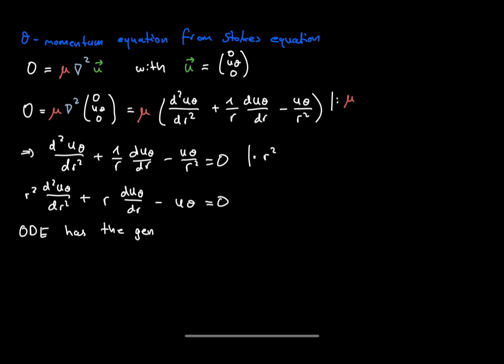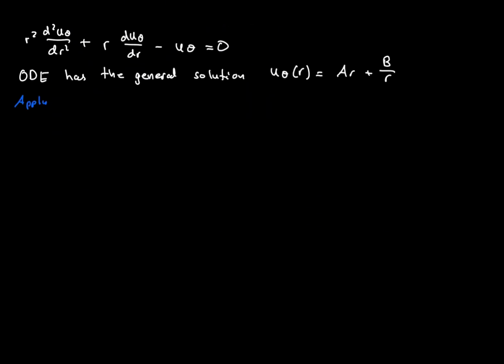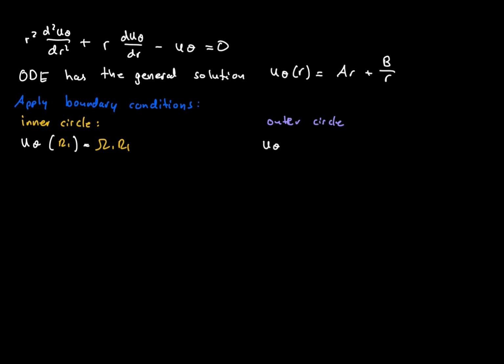The general solution of this equation is u_theta of r equals A times r plus B divided by r, where A and B are constants. We determine these constants from the boundary conditions. At the inner cylinder, the fluid velocity must match the surface velocity of the wall. Therefore, u_theta at r equals r1 equals omega 1 times r1. At the outer cylinder, the velocity equals omega 2 times r2. Substituting these two conditions allows us to solve for the constants A and B.